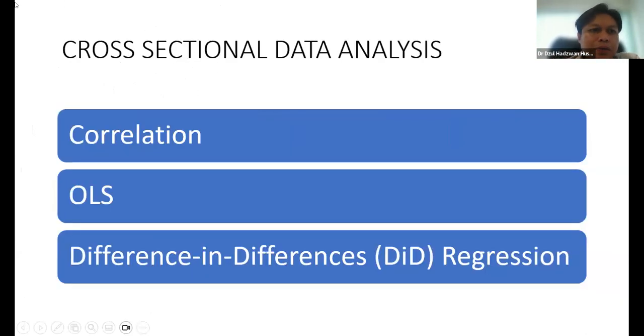Okay, let us go through to the cross-sectional data analysis.